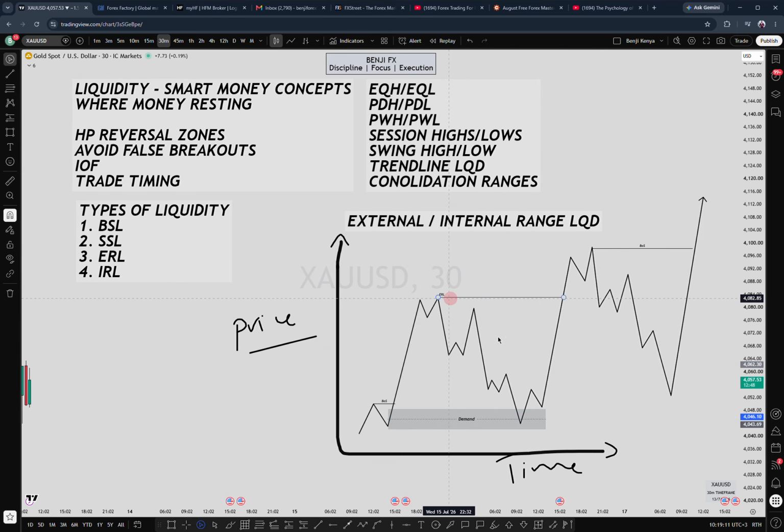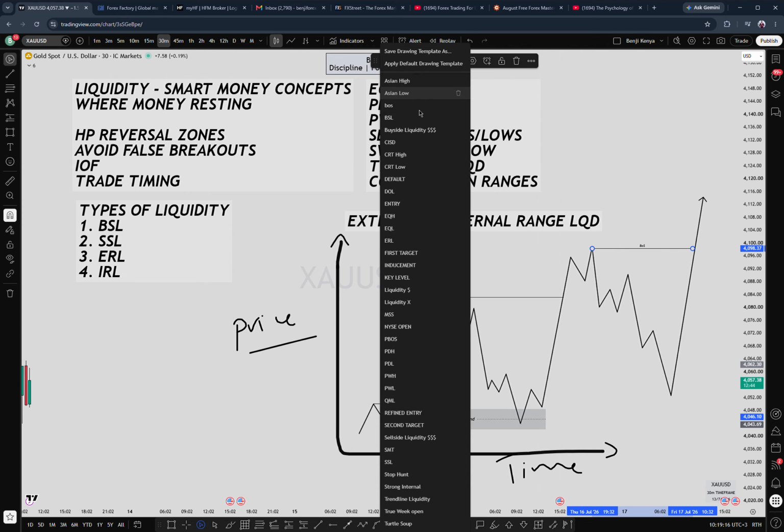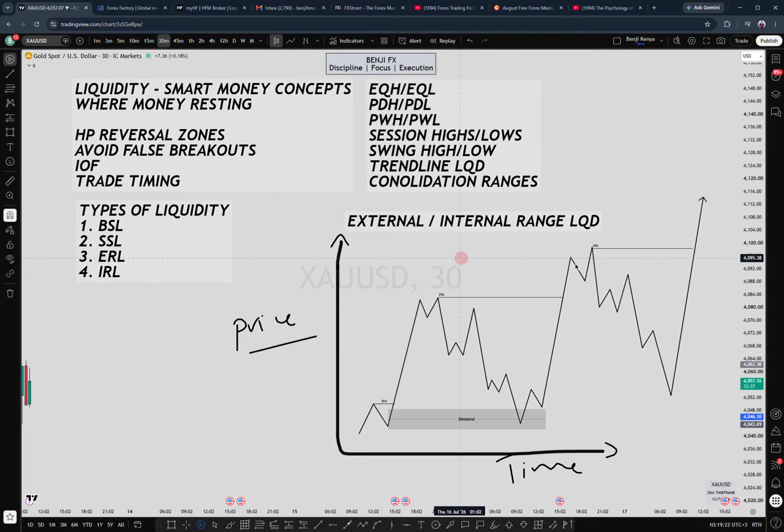Usually ERL is there before the market takes out also. This is also our external range liquidity. Where do we have external? Here we have it. Then we have this high, which is going to be our last external range liquidity, and whatever is found inside is internal. So we have this as our internal. We can mark them out. So this is internal range liquidity.